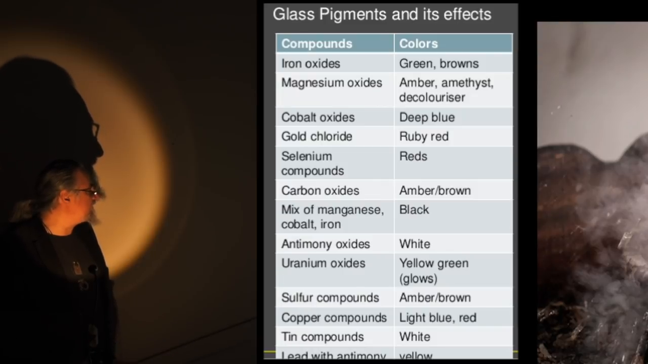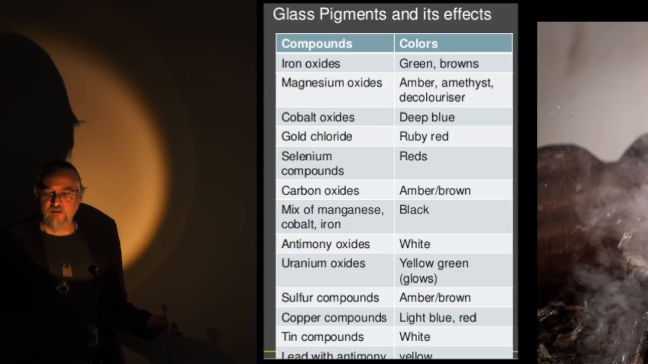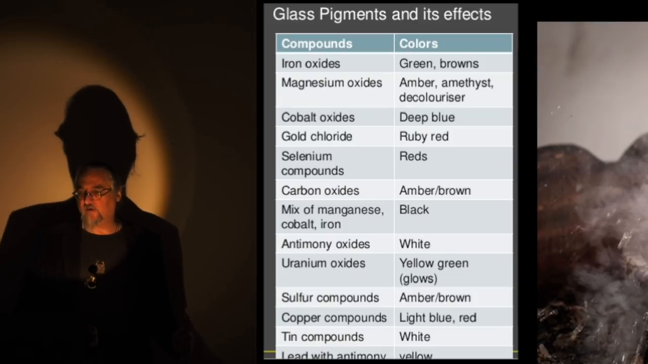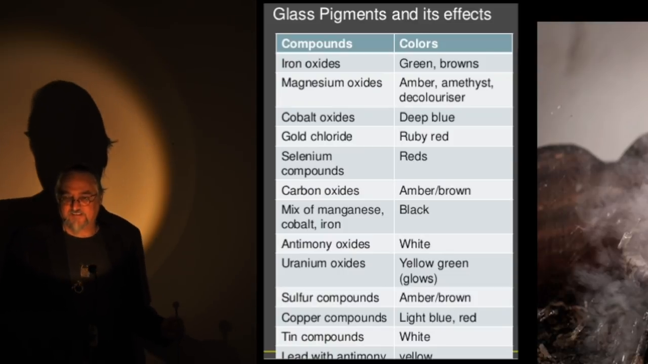So notice all of these metals, which we use today in our pigments. Manganese we use, cobalt we use, copper will be used. All of this knowledge of pigments that goes through history. But now the binding medium is glass.